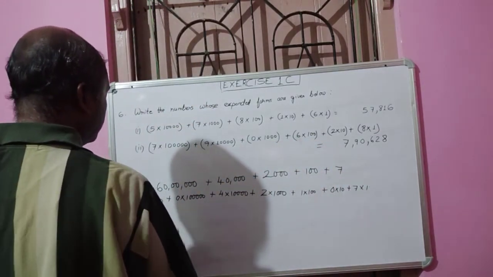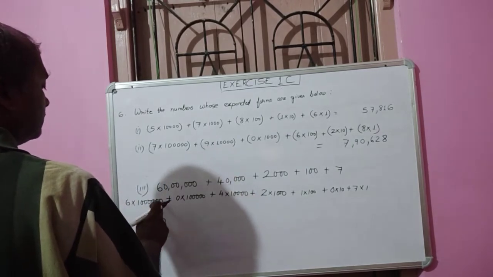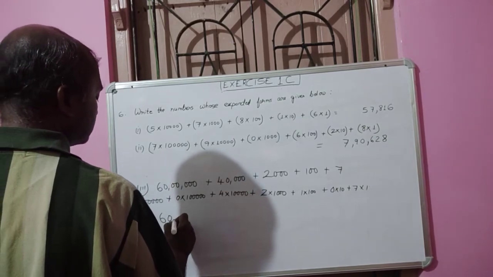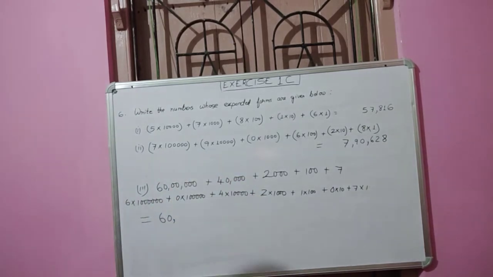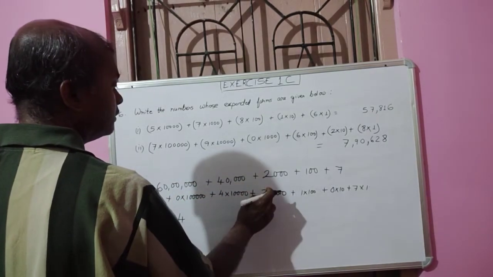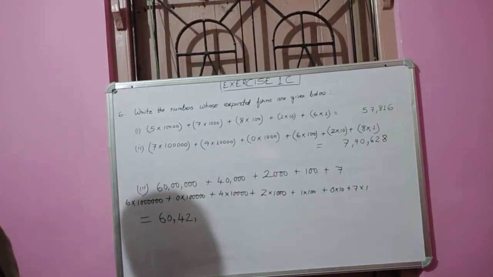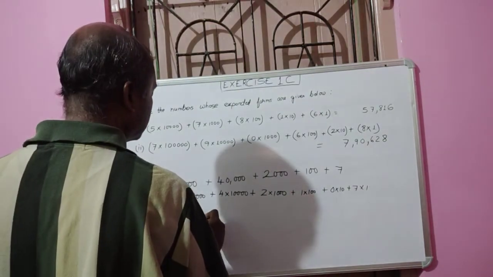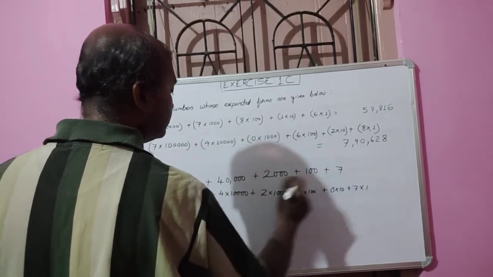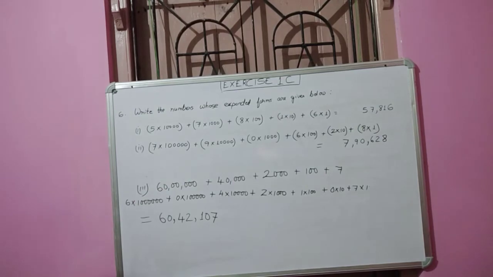Now what will be the number? That is right. 6 is there in 10 lakh. 0 is there in lakhs house. After lakh group you have a comma. 4 is there in 10,000 house. 2 is there in thousands house. After thousands house, comma. 1 is there in hundreds house. 0 is there in tens house. 7 is there in ones house. So this is our number obtained from the expanded form.